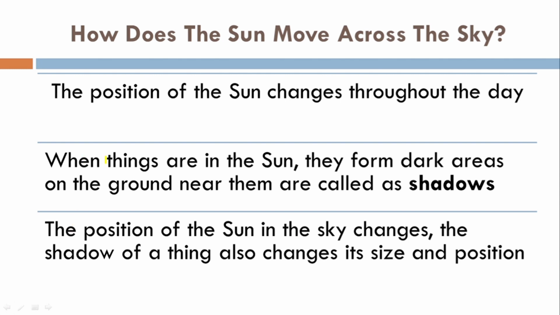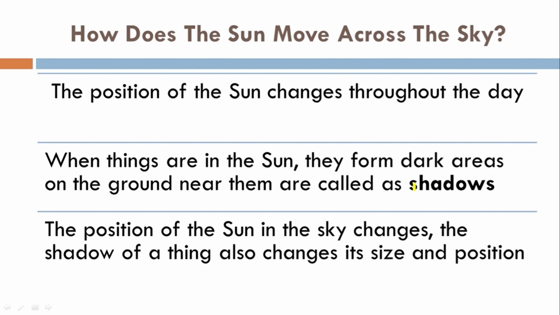Well, when things are in the sun, they form dark areas on the ground near them, and we call them shadows. Try to go outside and you get sunlight. Because you block the sunlight, it will create a dark area on the ground near you, and we call it a shadow.